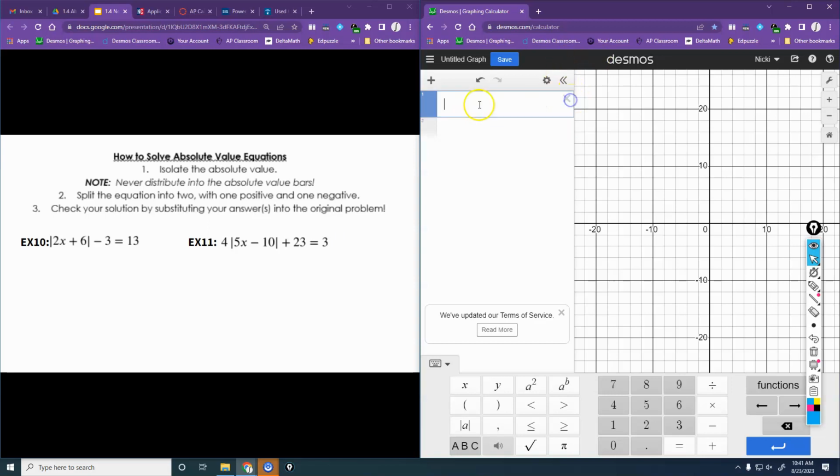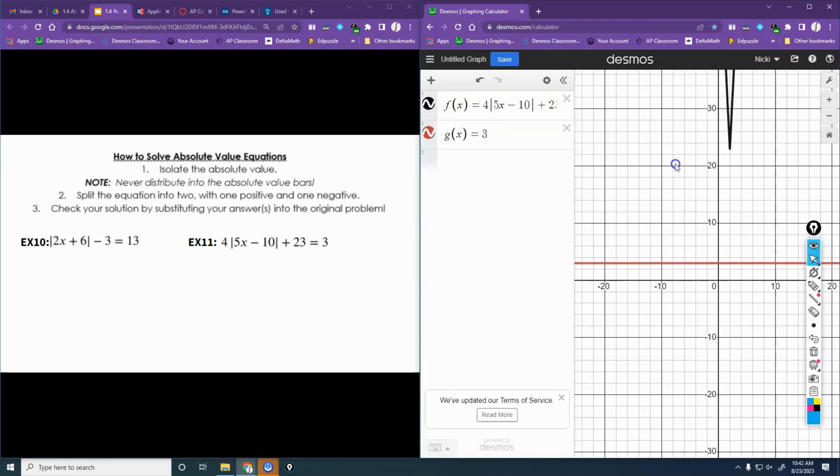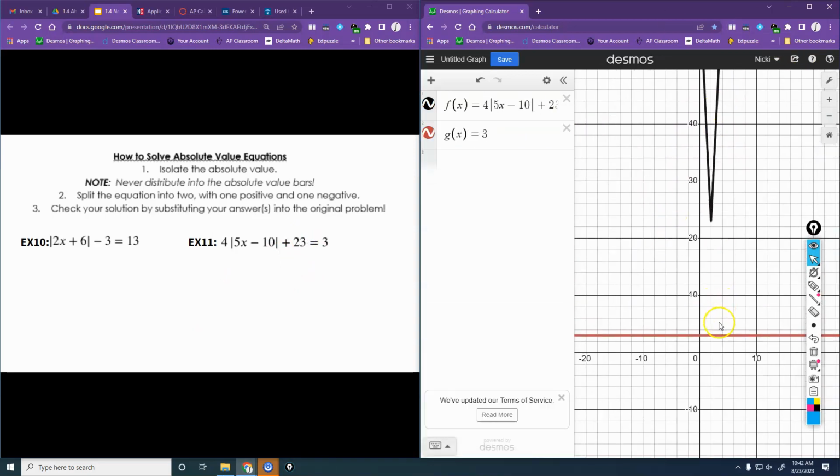So if I check this the other way, if I do f of x equals 4 absolute value of 5x minus 10 plus 23. So if I put the left side of the equation here, if I do g of x equals 3, I've got this. Do they ever touch? They don't cross.